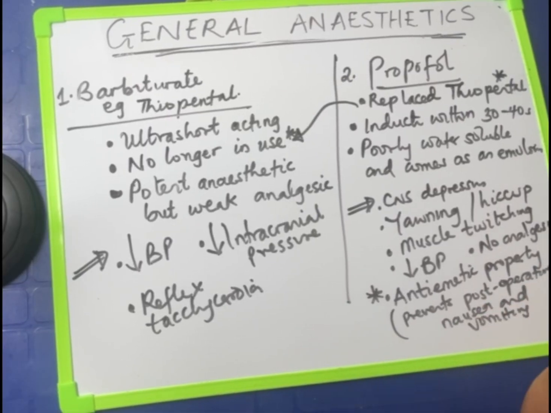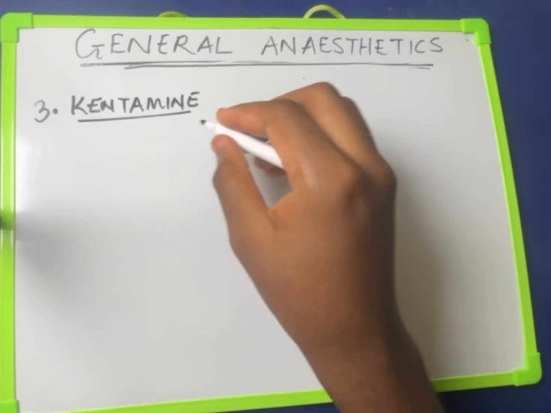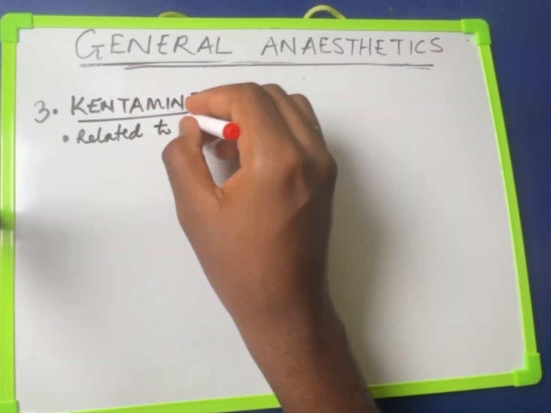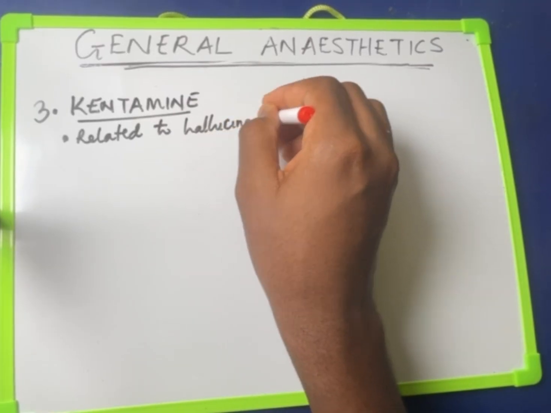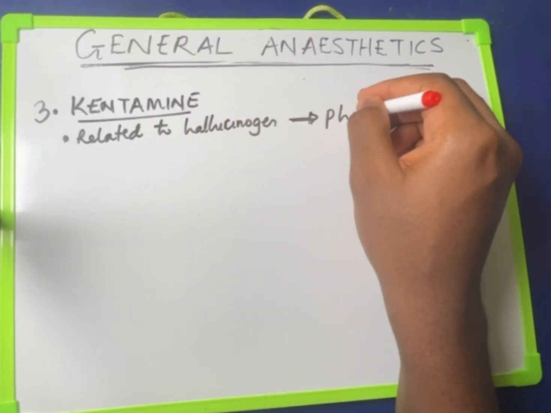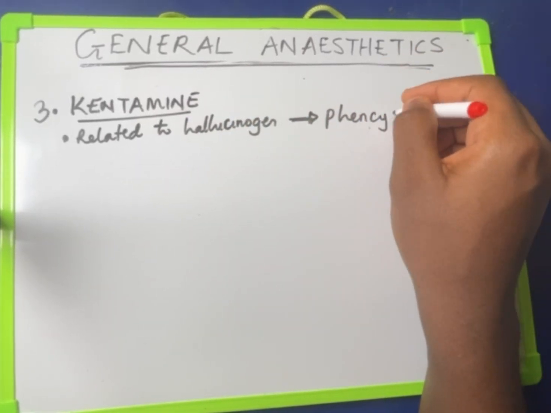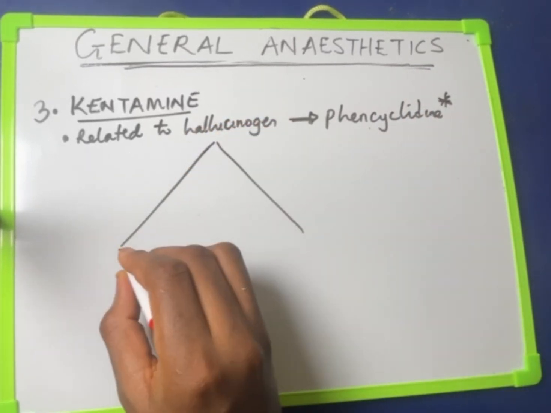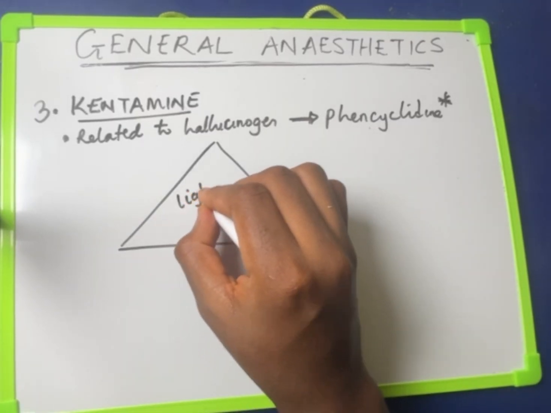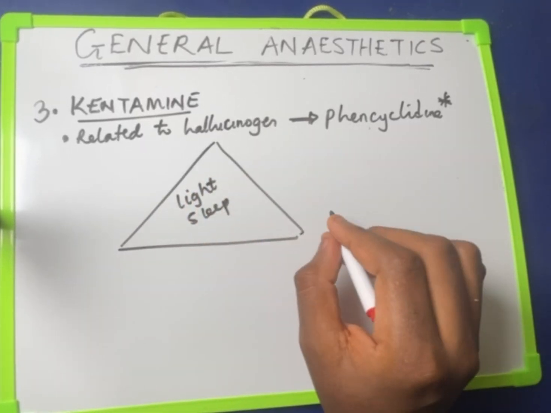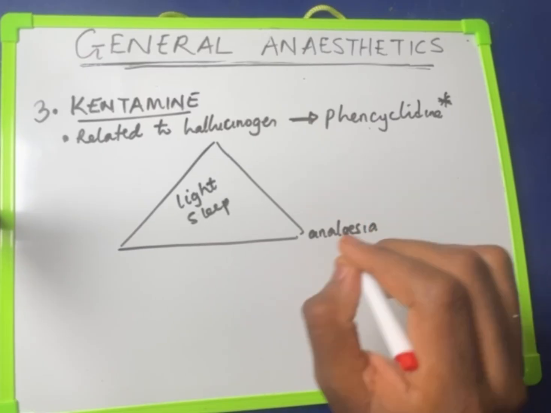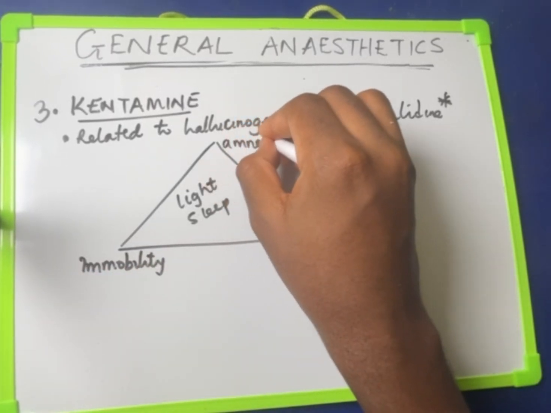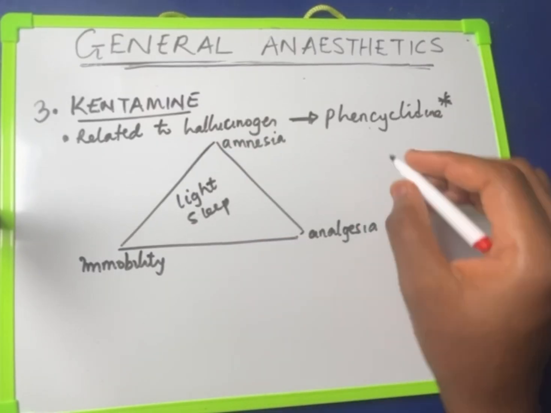Okay. Now we go to ketamine. This is a dissociative agent. Now, ketamine has been related pharmacologically to another hallucinogenic drug called phencyclidine. Very important for MCQ, please. Okay. Then there's a triad, although something in the center, which is light sleep. Now, what do we see as cardinal things for ketamine? It causes analgesia, immobility, and amnesia, that's memory loss.